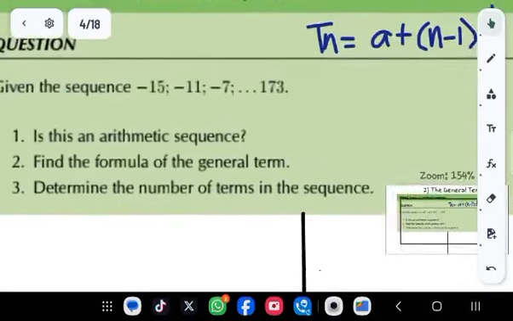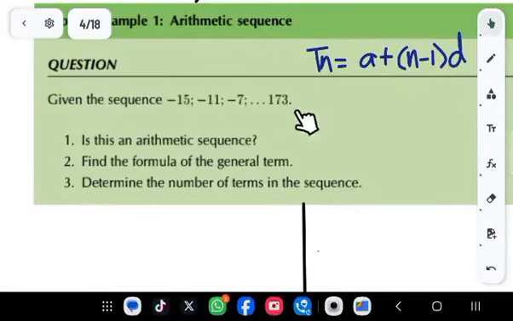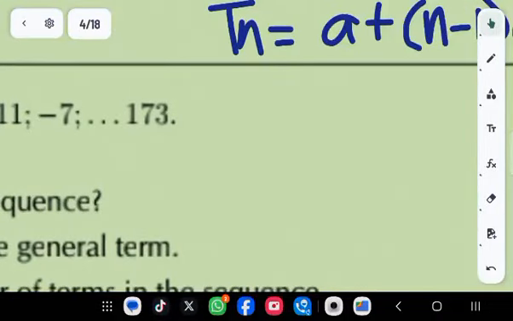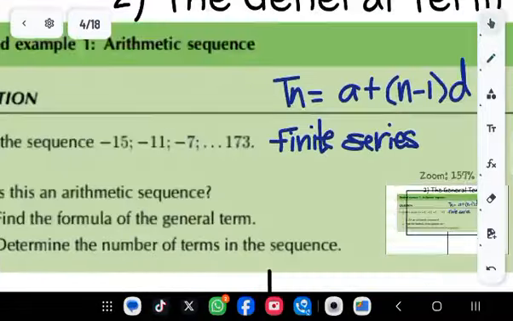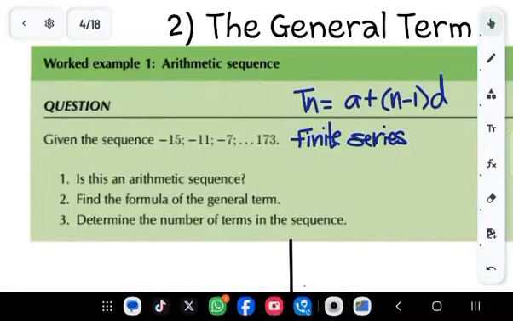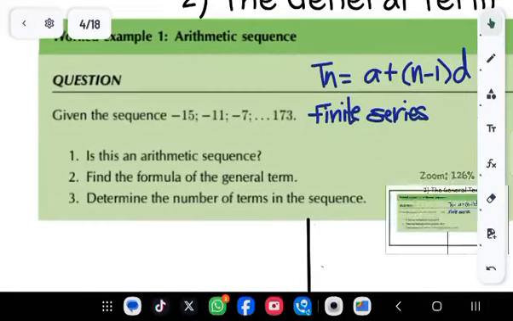This is a finite series because it has a beginning and has an end. One that has a beginning and no end, or an end but no beginning, is called an infinite series.